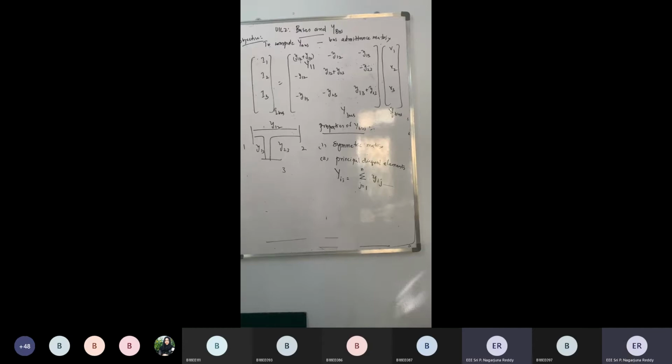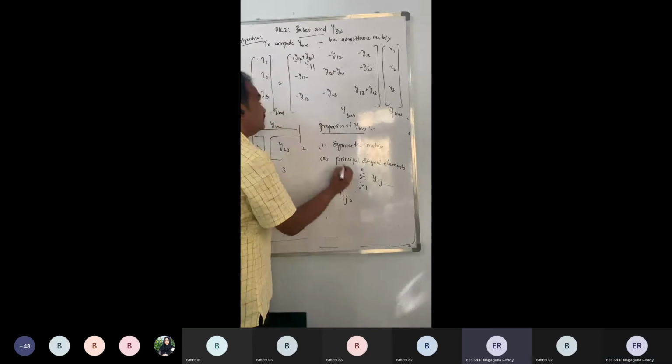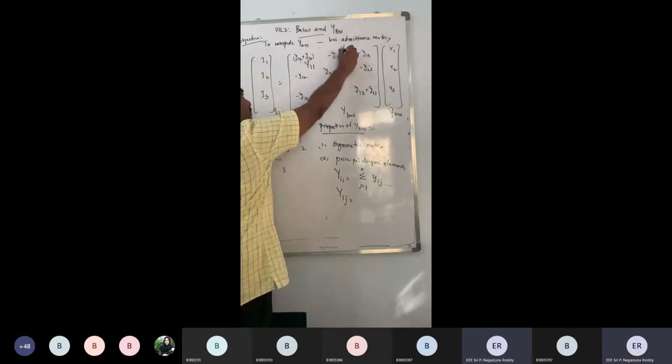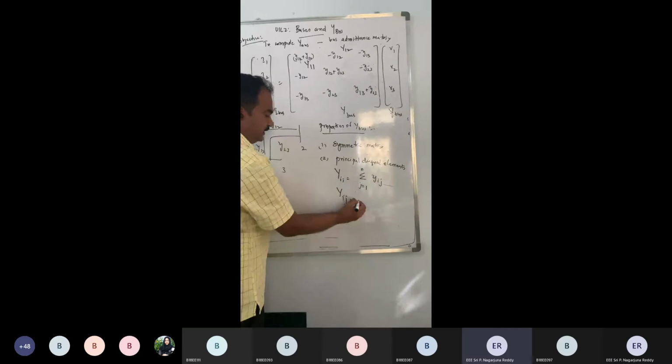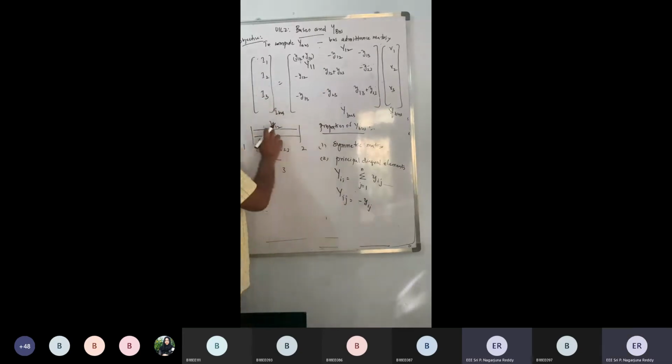This is about principal diagonal elements. Now, coming to off diagonal elements, what is Yij? This is Y12. It is the negation of the element which is present in between the nodes.